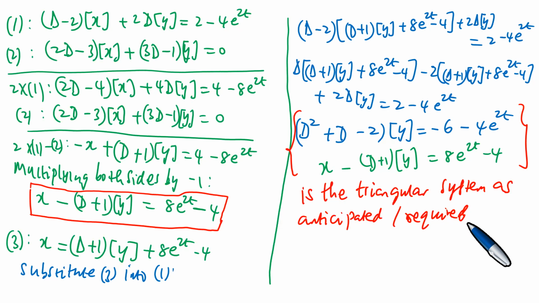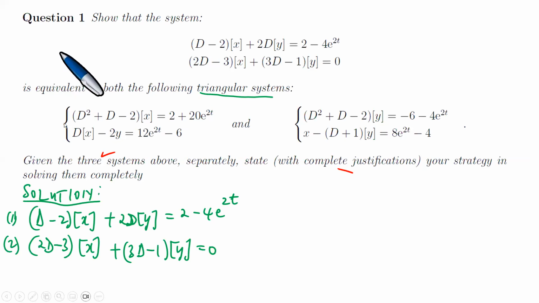But now we are not quite done as yet. Because the question was, we got the triangular systems, but we're not done. Okay, because it said show that the system is equivalent to both the triangular systems. We have shown that. Okay, given the three systems above separately, state with complete justification and your strategy in solving them completely. We have actually done that. Right, now there is a small remark that it's necessary to give. Okay, and the small remark that is necessary to give also in the exams as well is as follows.